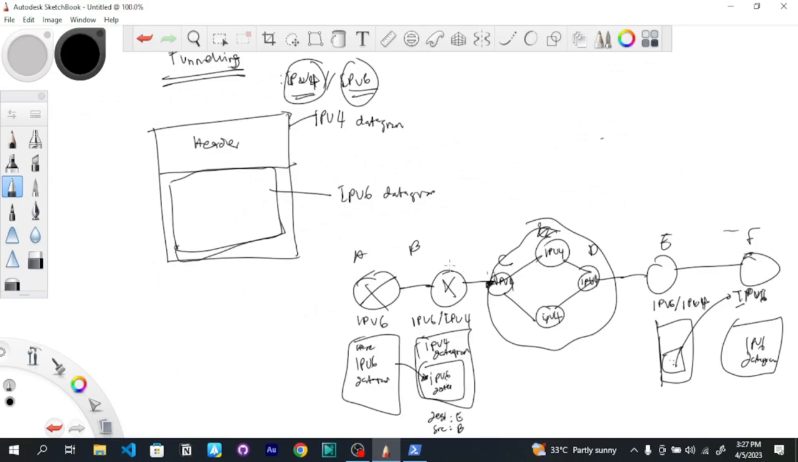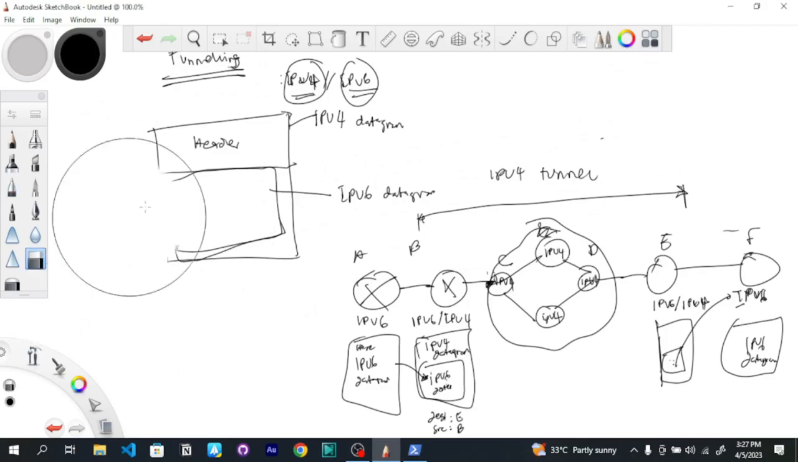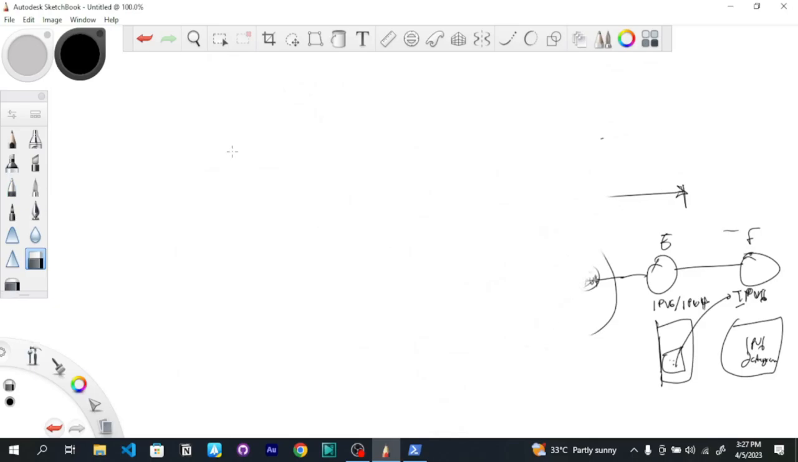This is what happens. And this thing from B to E is called an IPv4 tunnel. This is tunneling: encapsulating an IPv6 datagram into an IPv4 datagram and sending it through an IPv4 network. When it gets to the end, it's decapsulated and then sent as usual. This is how IPv4 and IPv6 work with each other at the moment. Okay, that's beautiful.